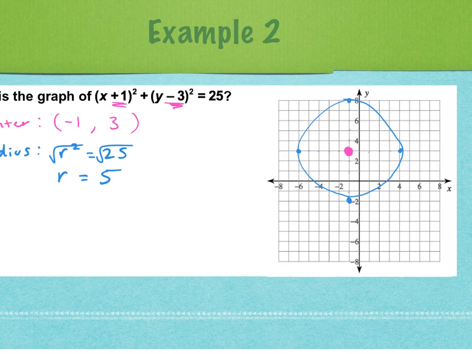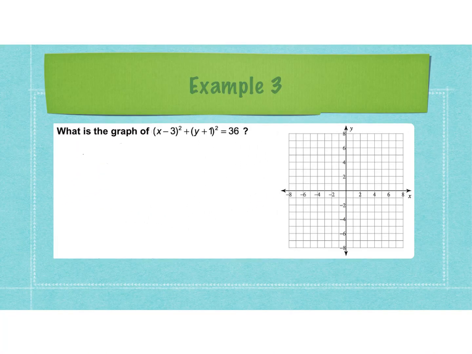And that's it. All right, we're doing the same thing here. What's our center? 3 comma negative 1. Perfect. We get those numbers from these, and we just flip the signs. So we go to the right 3 and down 1. That's our center.